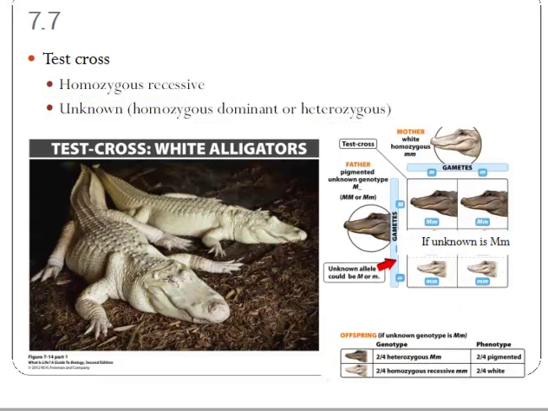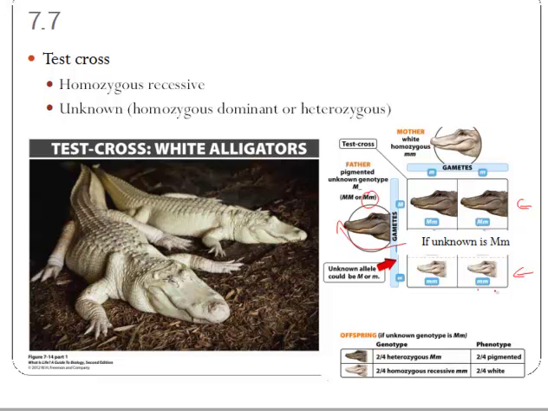However, if that unknown, so if dad over here has a capital and a lowercase, so it's hiding the lowercase, then half of them will get a capital M from dad, and half of them will get a lowercase m from dad. Mom will only give lowercase m to all of her offspring. So in that case, you will get 2/4 will be heterozygous, and they'll be pigmented, and 2/4 will be recessive. So you'll get half and half. Half of them will be normal, and half of them will be white.